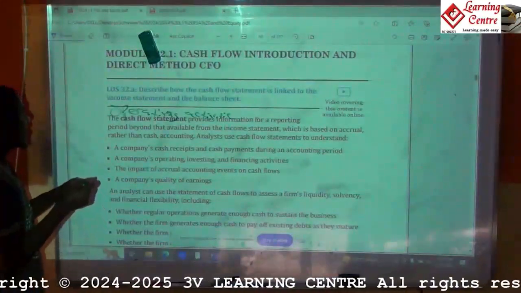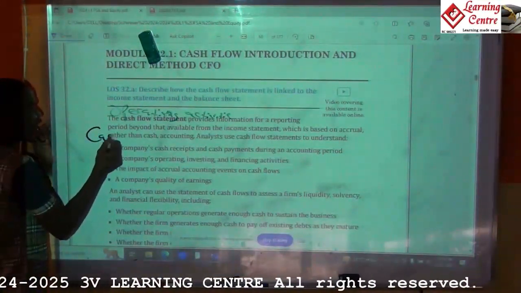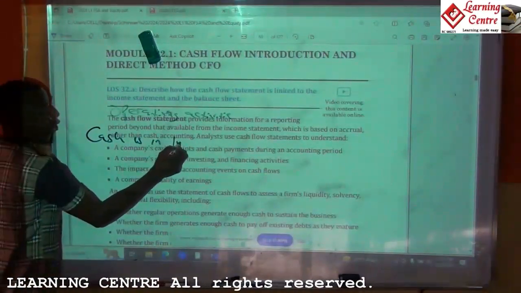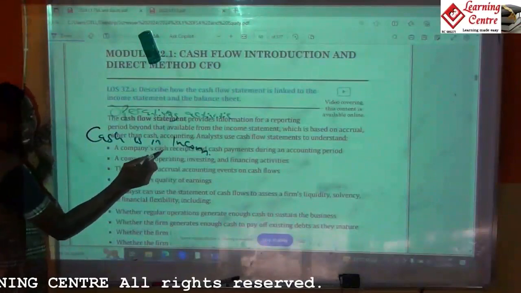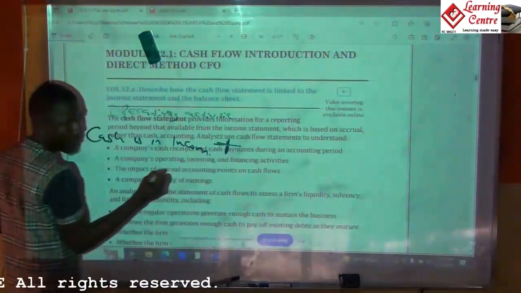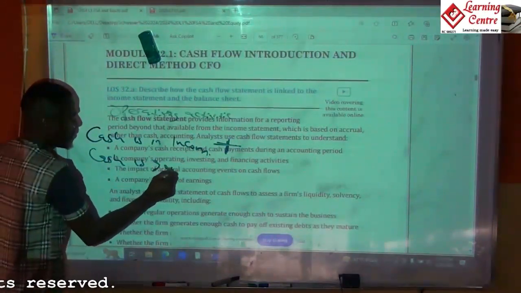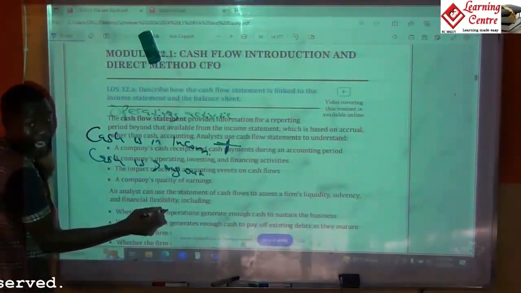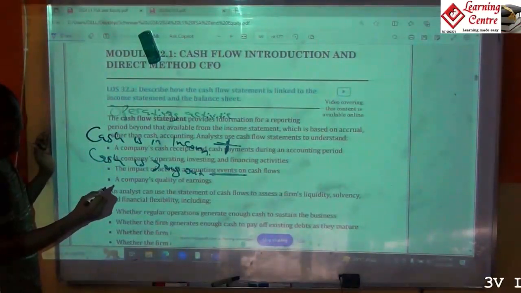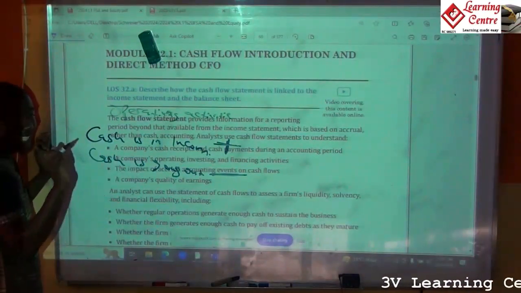So the first thing to remember is, if cash is coming into the organization, it is an inflow, Abi? That is the sign. Please let's take note of this sign. Plus. If cash is going out, it is an outflow, Abi? That's a negative. If cash is coming in, it's a positive. If cash is going out, it's a negative.